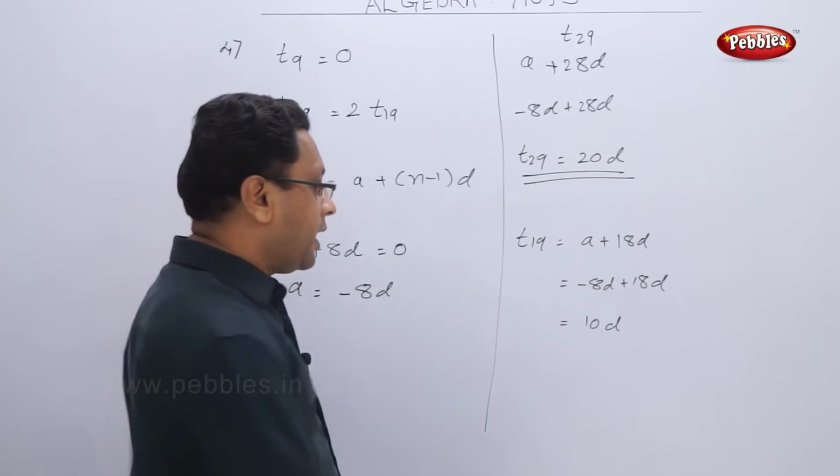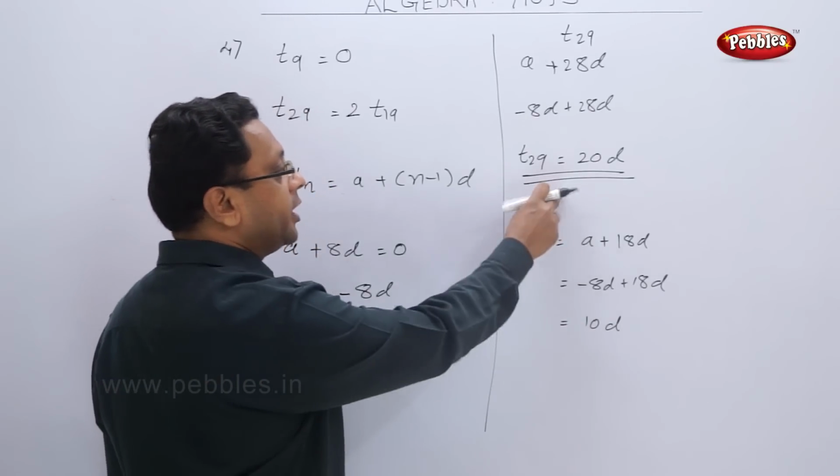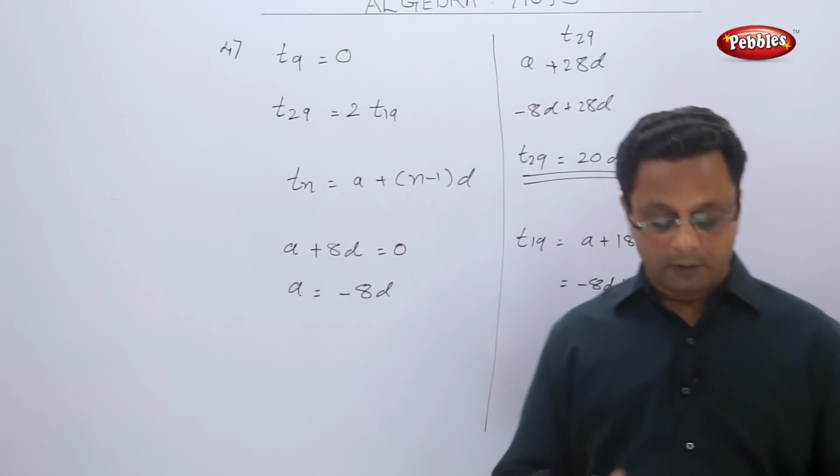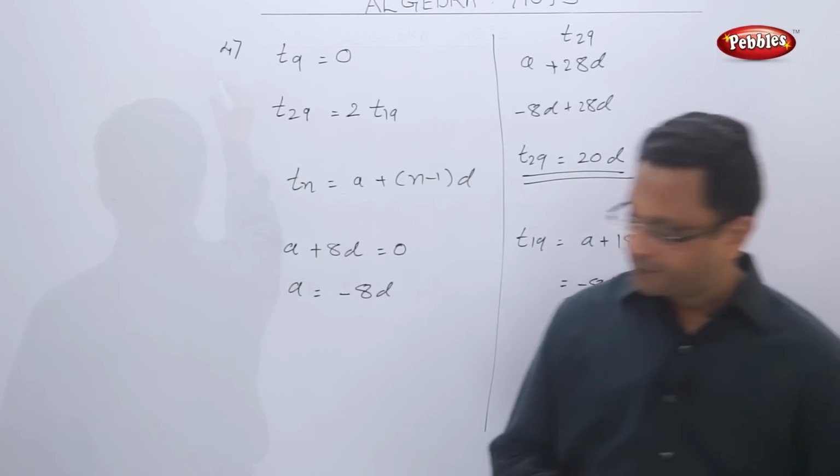So if you multiply T19 by 2, you will get T29. It is as simple, right? Let us move ahead.